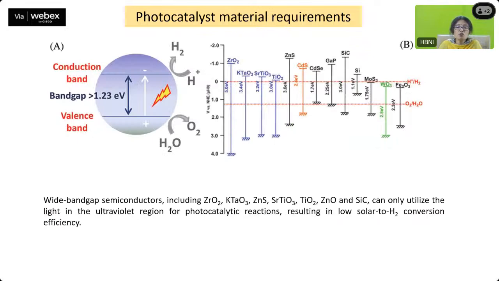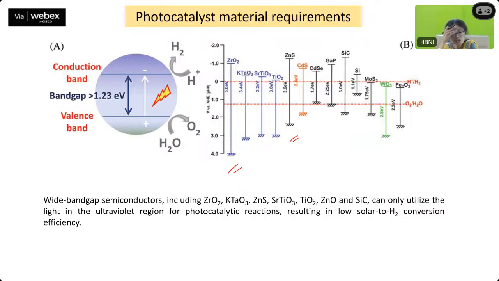Again, coming to the photocatalyst material requirements, there are many materials which can be used as photocatalysts because their band gap is higher than 1.23 electron volts, but many of them are not very efficient photocatalysts. Why? Because of the placement of the bands, this is what you have to see. You can take a very wide band gap semiconductor and say, okay, fine, my band gap is much higher than 1.23 electron volts. But what is going to be the problem in that case? Like what you see in the case of zirconium oxide, and zinc sulfide.